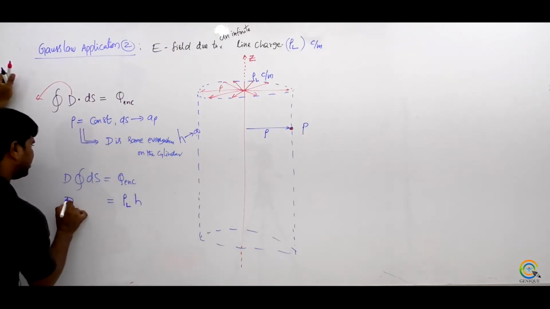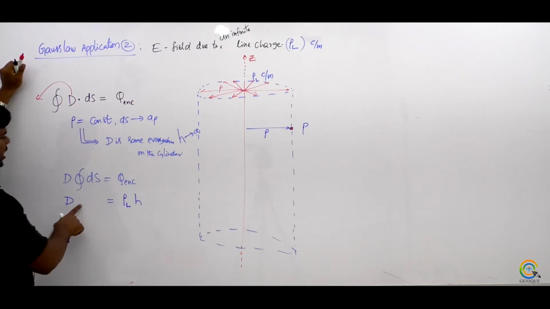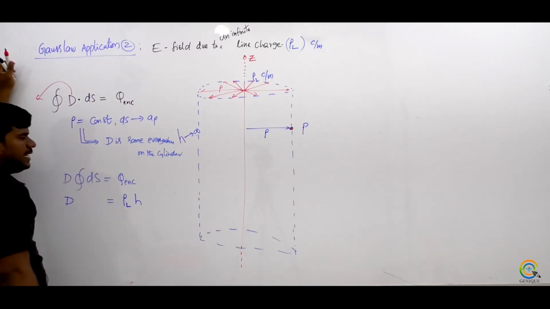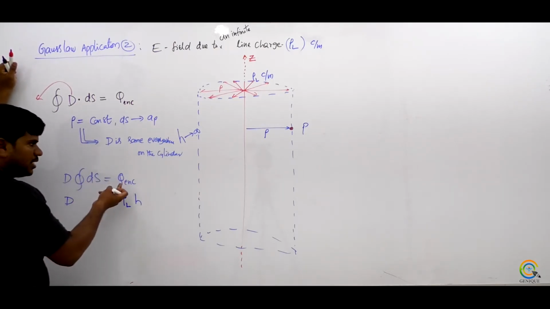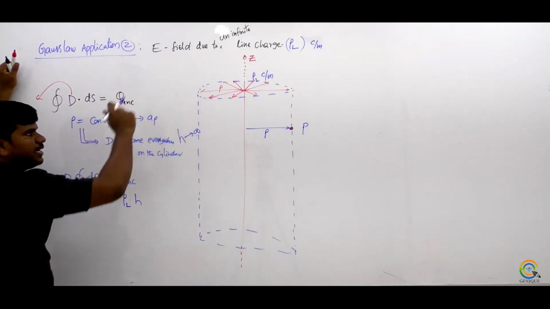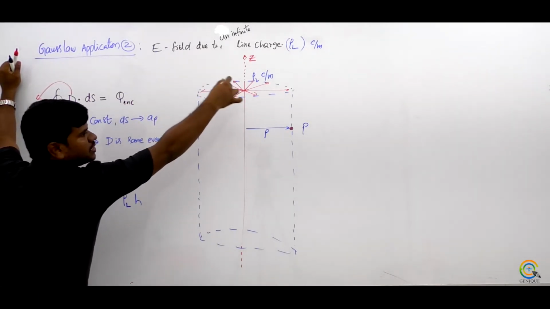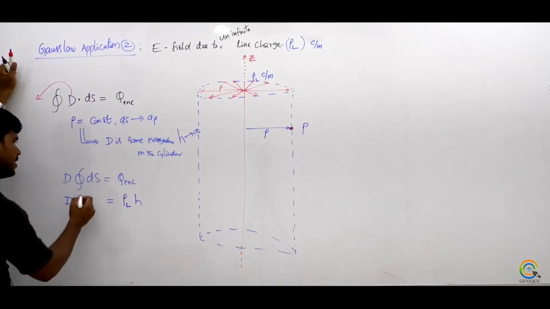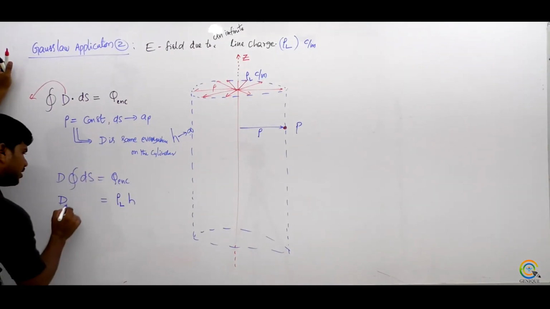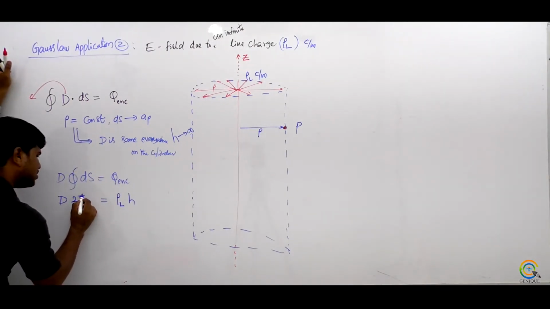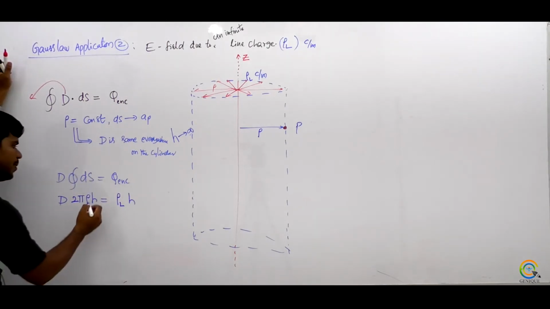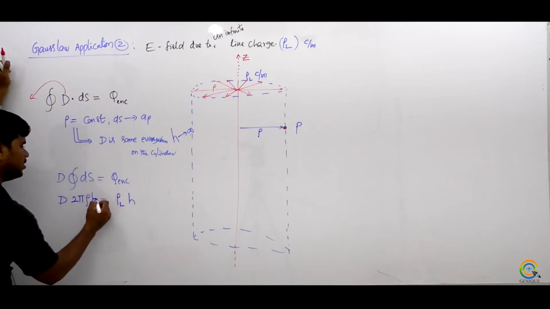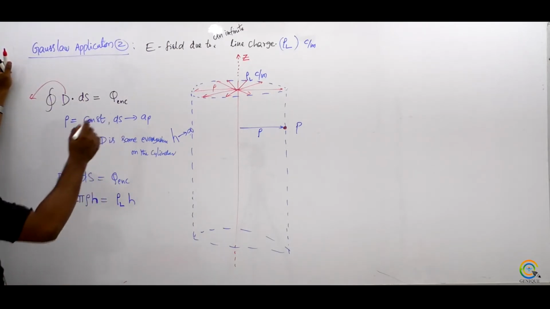So it is D here. What is integral dS? S means the surface area of this cylinder. I consider this Gaussian surface as the cylinder. So what is the surface area of the cylinder? Cylinder surface area is 2 pi rho h, where rho is the radius of the cylinder.